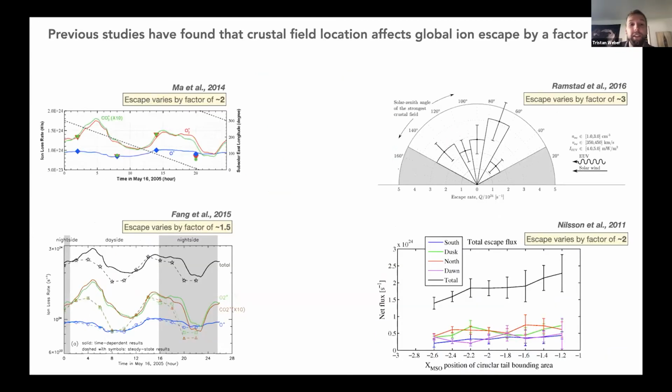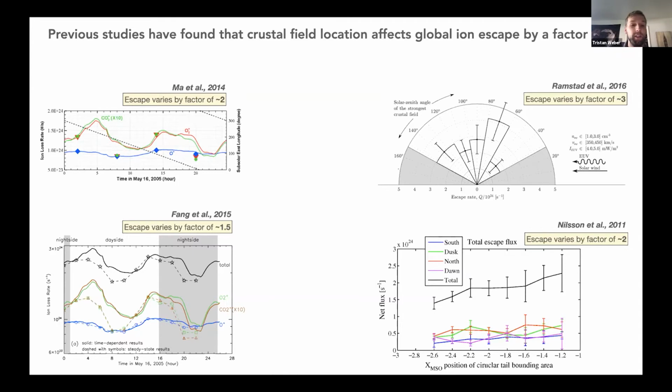There's been a decent number of studies in the past, many by participants in this workshop, that have been looking at this very question. Many of these studies look at, as the crustal fields rotate around Mars, how ion escape changes at a global level. The idea being, if you look at when the crustal fields are on the day side of the planet, they're probably having a large effect on how the solar wind interfaces with the ionosphere. Whereas when the crustal fields are on the night side of the planet, they're not having the same effect.